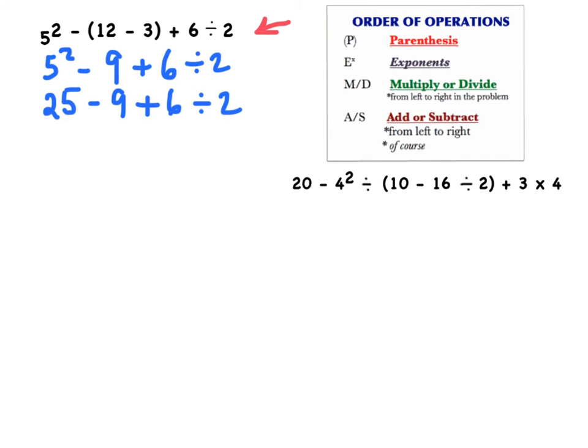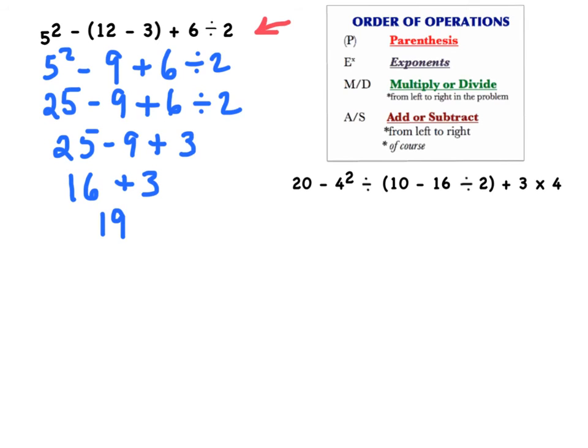So what's next? We go to multiply or divide from left to right. I see a division problem in there that we have to do next. This time, I'm going to have 25 minus 9 plus 3. Now all we have left is addition and subtraction from left to right. I end up with 16 plus 3. My final answer, 19.